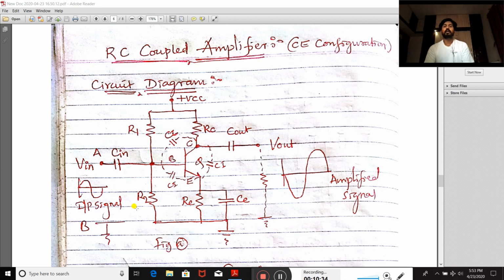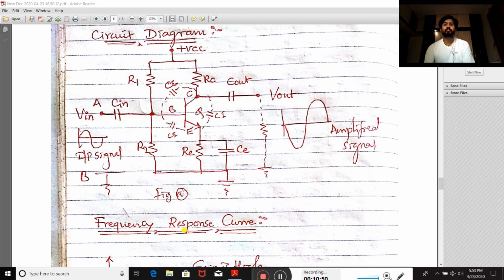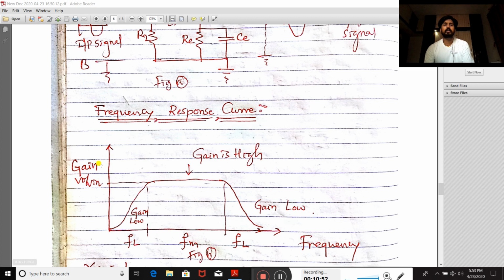I hope you understood the operation, how that low level input signal is converted into a high level output signal. Let's try to understand how to judge whether the amplifier is a good one or not. That is based on this frequency response curve. Here on the y-axis gain is there, that is V0 by Vin, and on the x-axis frequency is there. So here at the low frequency side gain is decreasing, at the very high frequency side gain is also decreasing, but in the mid frequency range gain is high.